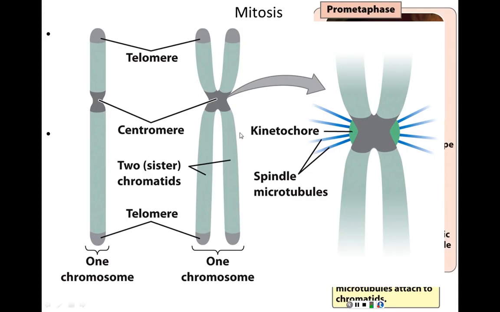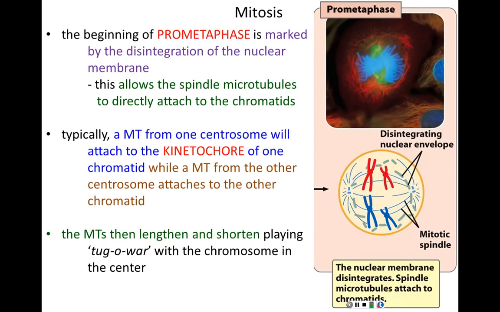On the other side of the cell, all the way to your right, is the other centrosome, sending out another microtubule, which can now access this sister chromatid because we've dissolved the nuclear membrane, and it hooks itself to the kinetochore attached to the other sister chromatid. So now we have this one chromosome tethered on both ends by microtubules attached to centrosomes on either side of the cell. That's what we mean.